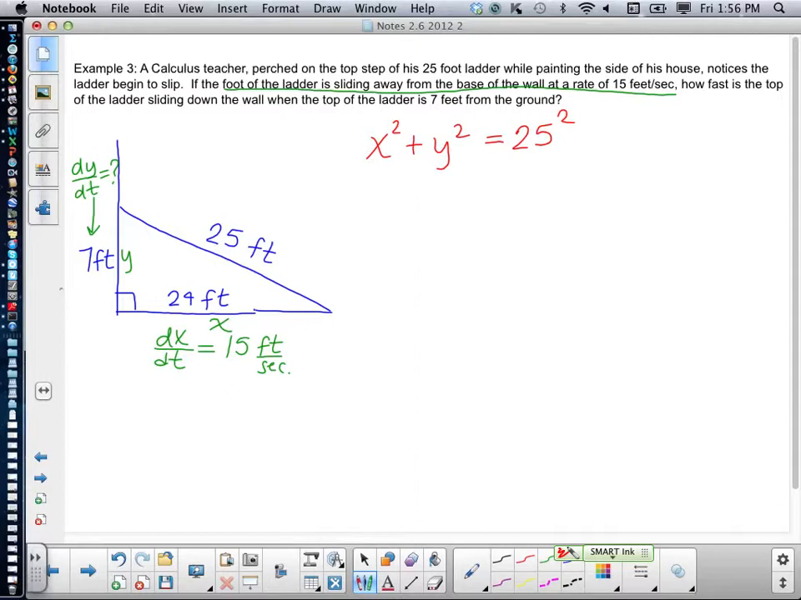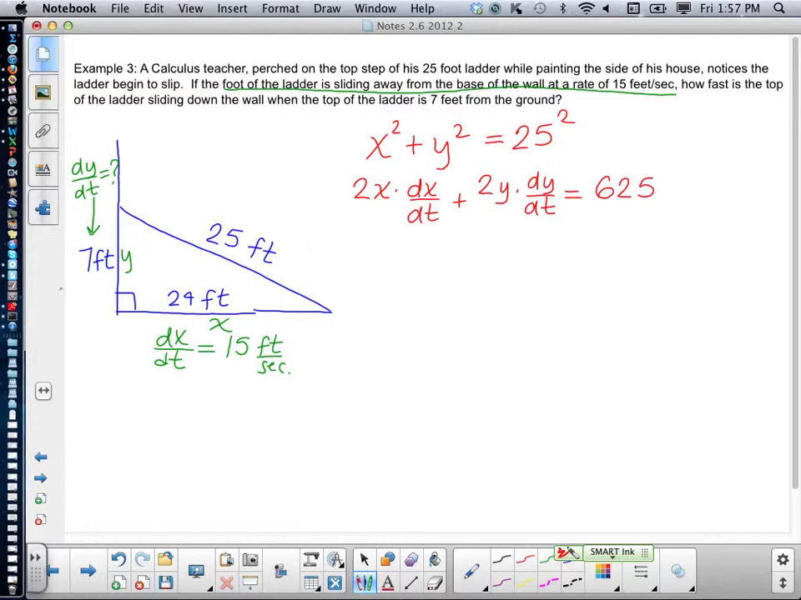All right, now we're trying to solve for dy/dt, so we need to differentiate in our next step. Differentiate with respect to t. So we have 2x times dx/dt plus 2y times dy/dt equals 625. Okay, so we did our equation, we did our derivative, and now we're going to substitute our values.